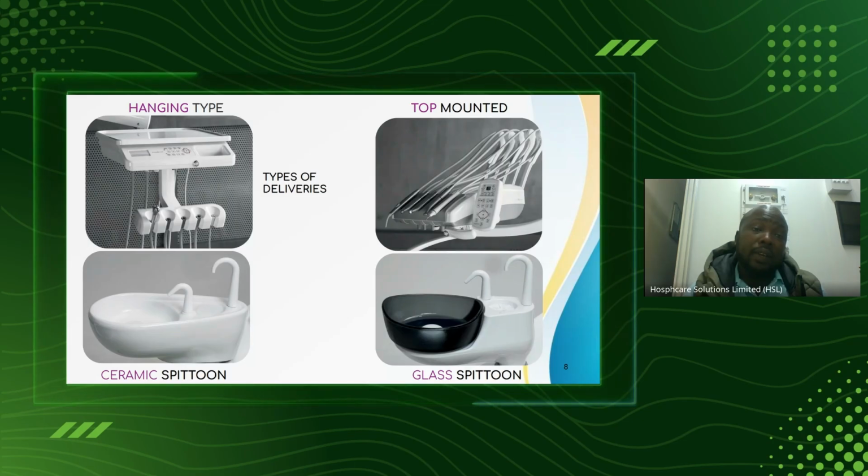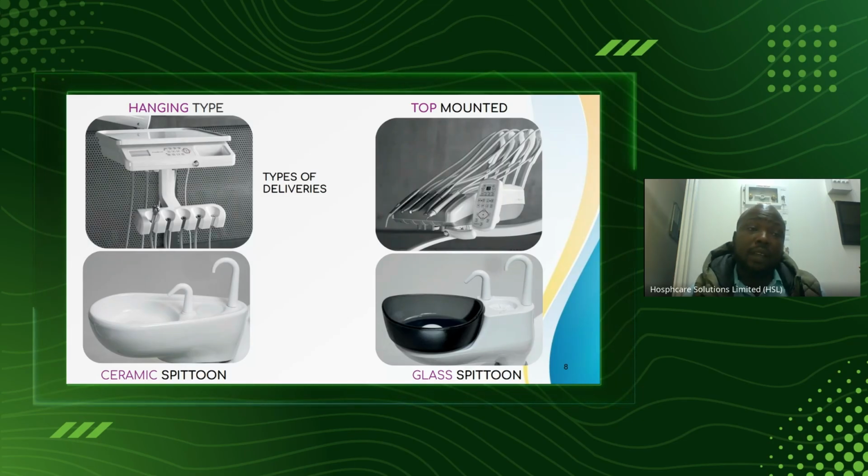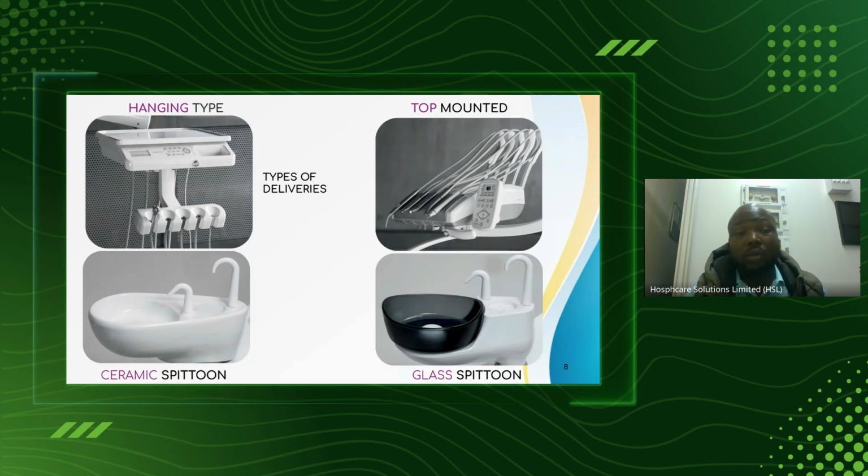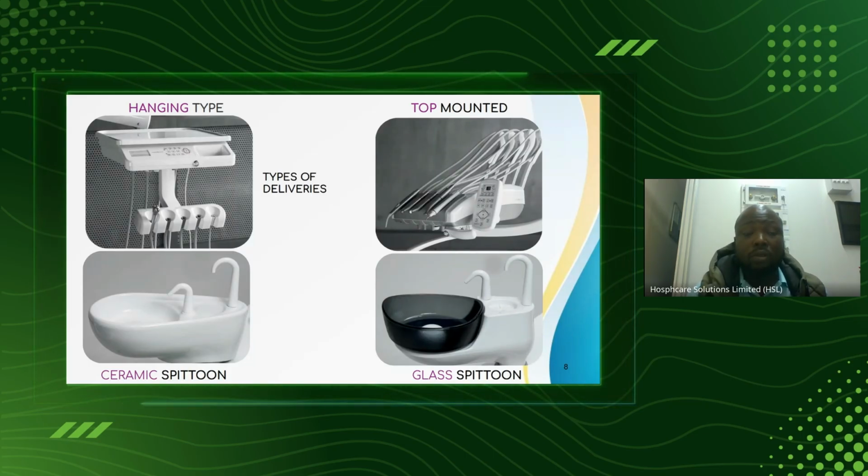As I said, we have two types of delivery. This is the hanging type. This is the top-mounted type. It depends on the preference of the user, what they prefer to use. At the same time, you have two types of the cuspidor bowl or the spittoon. This is ceramic and the other one is glass. So the user decides which of the two they want to use, and their maintenance is also different.